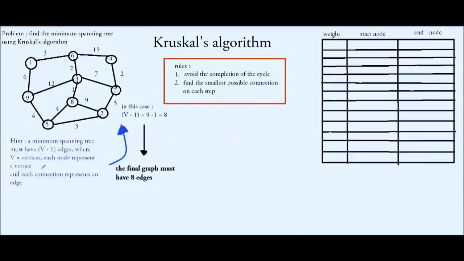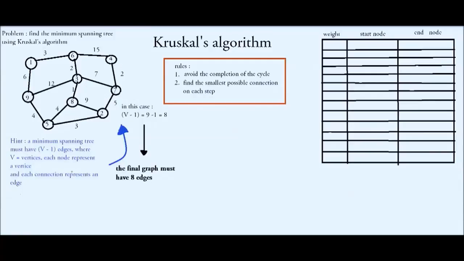Now let's just get to the left a bit. You've got a hint here. The hint says a minimum spanning tree must have V minus 1 edges, where V represents vertices, while each connection represents an edge. What does that mean? If I ask you on this graph, how many vertices do we have? All you have to do is add up all the nodes. So 1, 2, 3, 4, 5, 6, 7, 8, 9. So we have 9 nodes or 9 vertices.